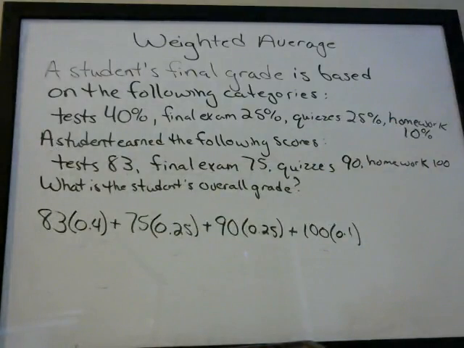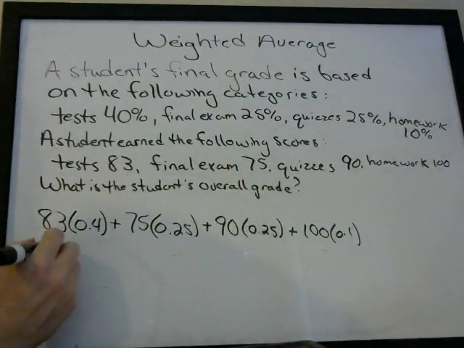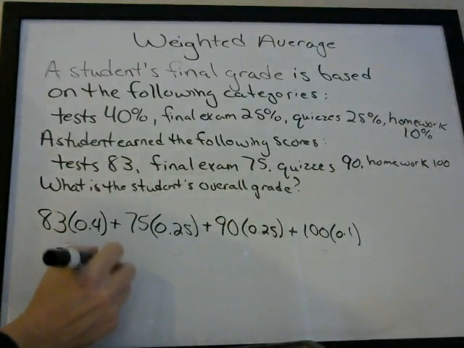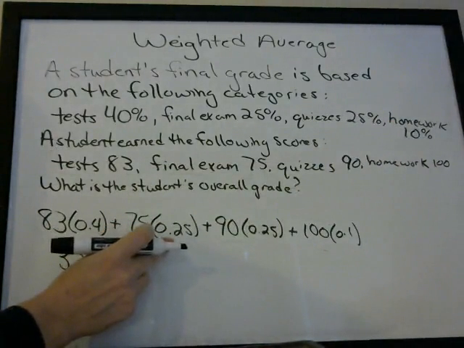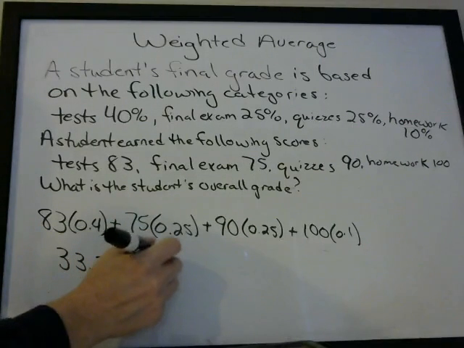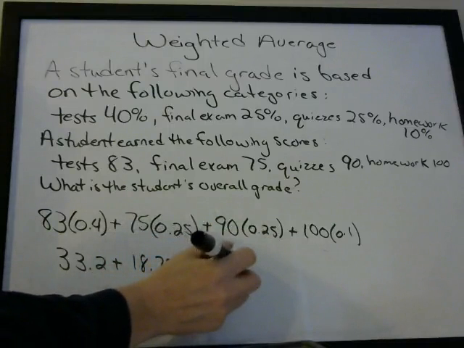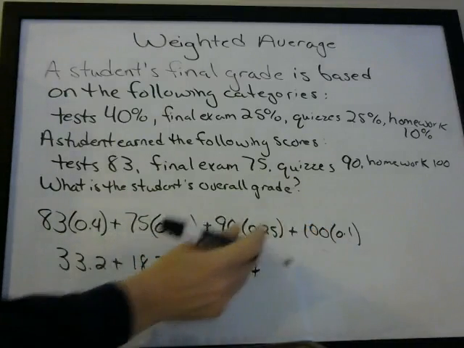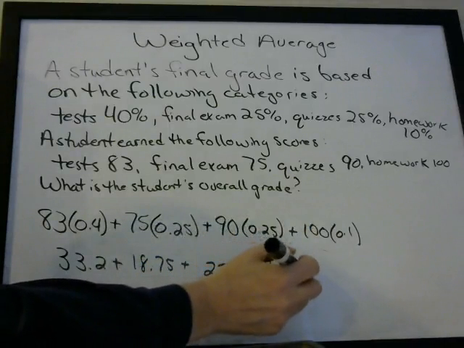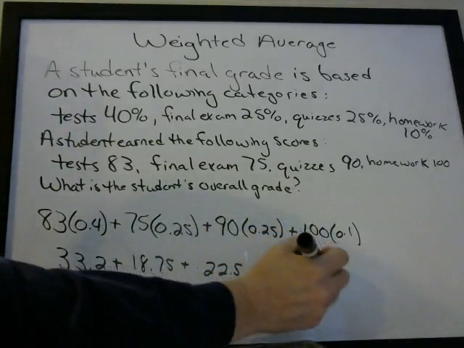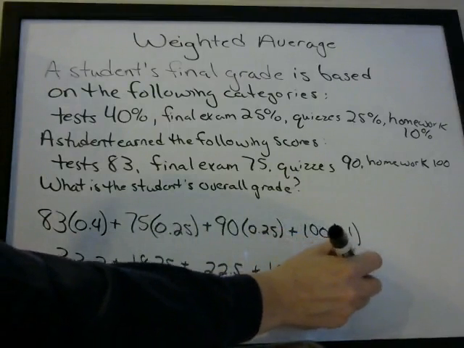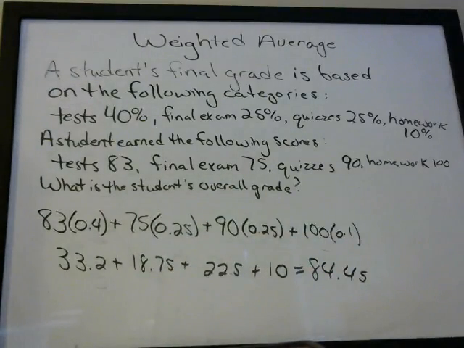So now we just put this in your calculator. 83 times 0.4 should give you 33.2. 75 times 0.25, 18.75. 90 times 0.25 is 22.5. 100 times 0.1 is 10. We add all those up, and the average is 84.45. So for all the scores, the weighted average and their overall grade is going to be 84.45.